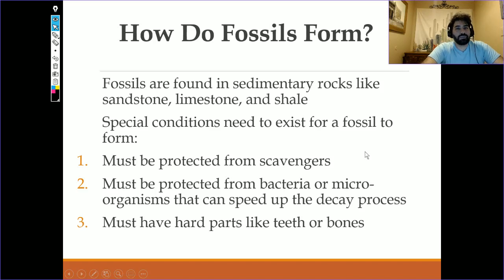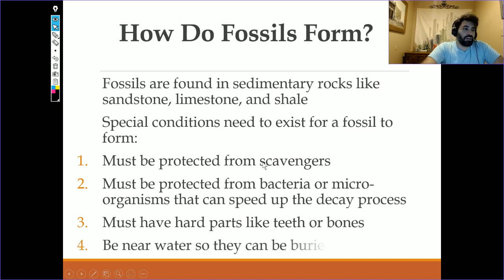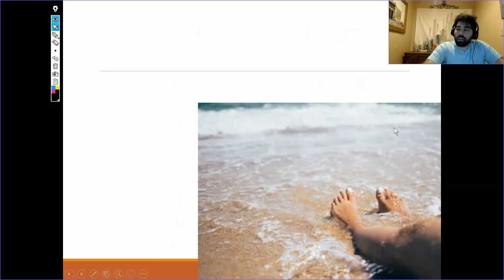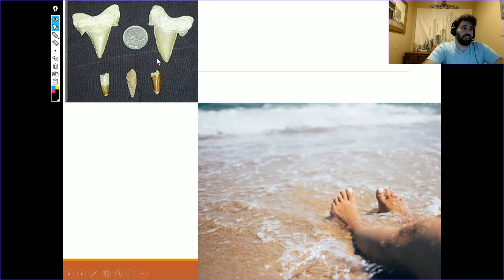Soft tissue does become fossil very rarely in some very unique cases, like getting frozen in ice like Captain America, or if you fall into a tar pit. You also need to be near water so you get buried fast, because what water does is it moves earth around and starts burying things around it. So kind of like these conditions, right?